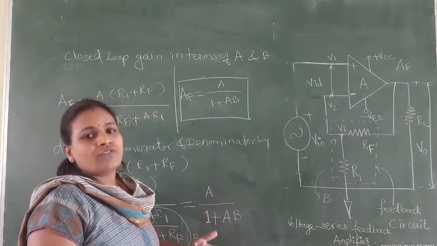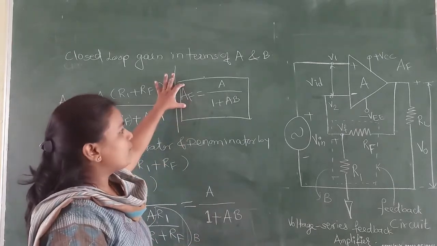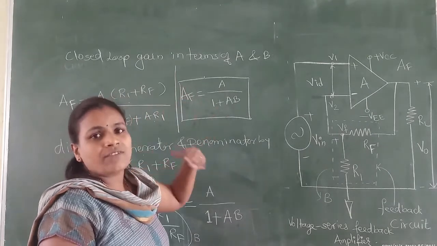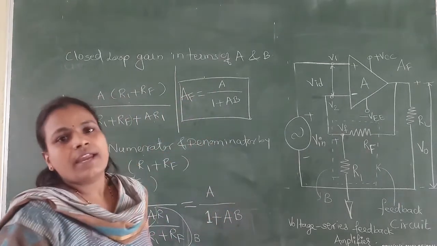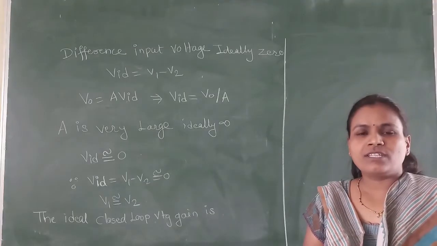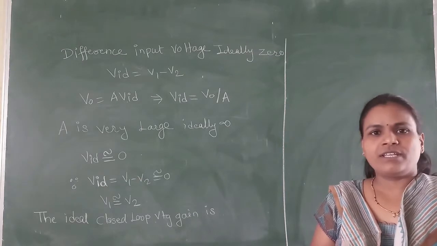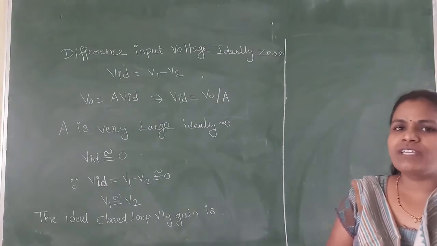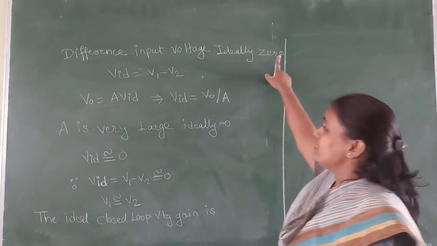In the next lecture, we will see for the other configurations how the gain of the circuit with feedback gets reduced. So we are comparing in terms of A and B. We initially saw the voltage gain in closed loop configuration, AF is equal to 1 plus RF by R1. The same equation we can derive with the consideration that the differential input voltage is ideally 0.